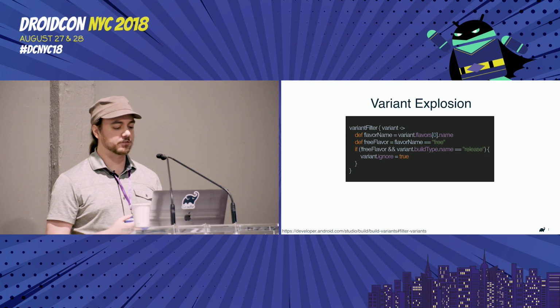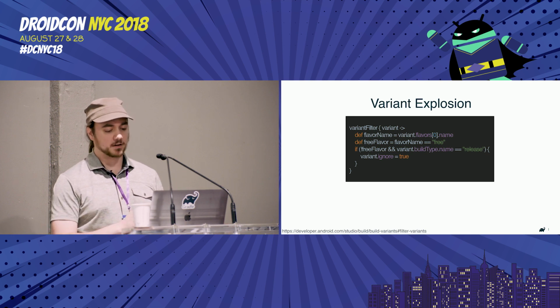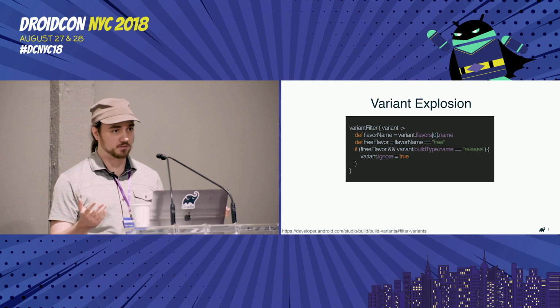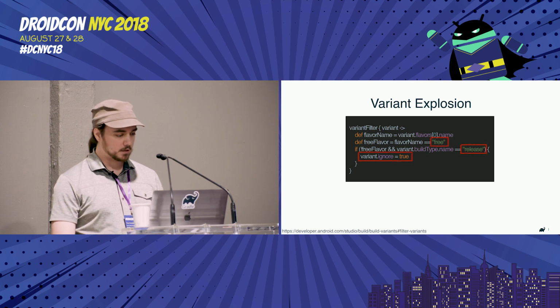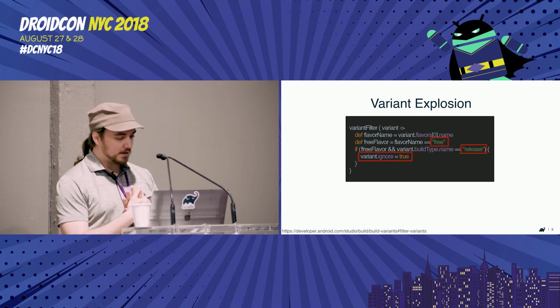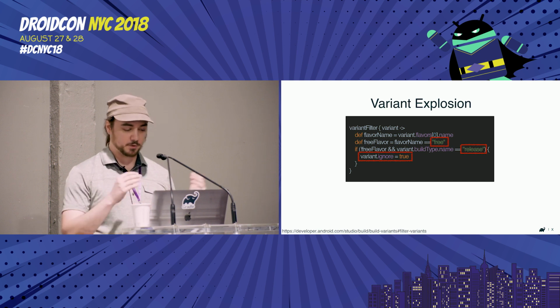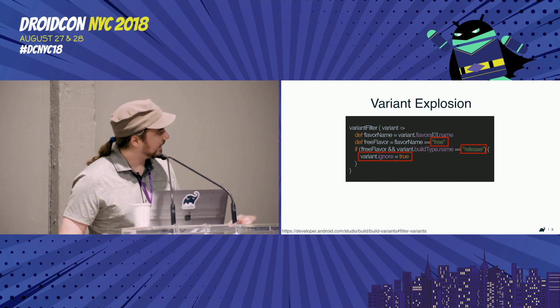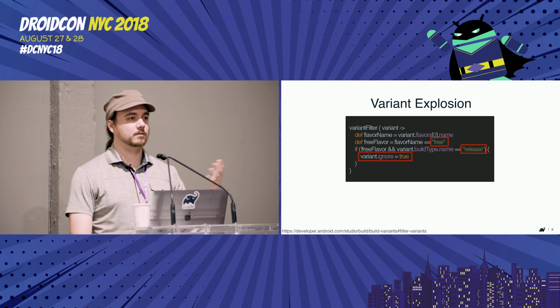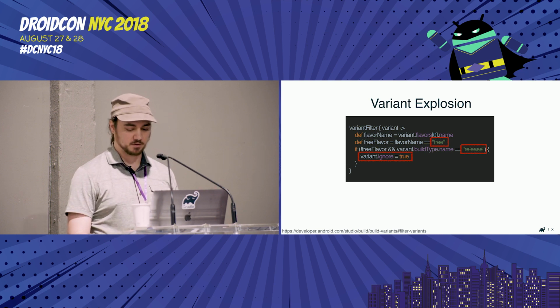Dozens, hundreds of tasks are created and configured for each of these variants, and you may not even use most of them. So in this example, let's imagine we have free and paid flavors. Obviously, you don't want to release a free version to your users, so we ignore that one. And that's a way to easily ignore many illogical variants, saving yourself configuration time.